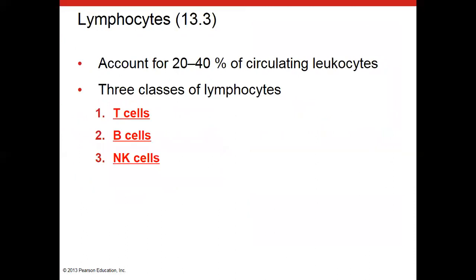Lymphocytes account for about 30% of circulating leukocytes. Remember, leukocytes is a broad term for white blood cells. So lymphocytes are one of 5 types of white blood cells, and there's 3 classes of them: T cells, B cells, and natural killer cells. That's what NK cells are, natural killer cells.